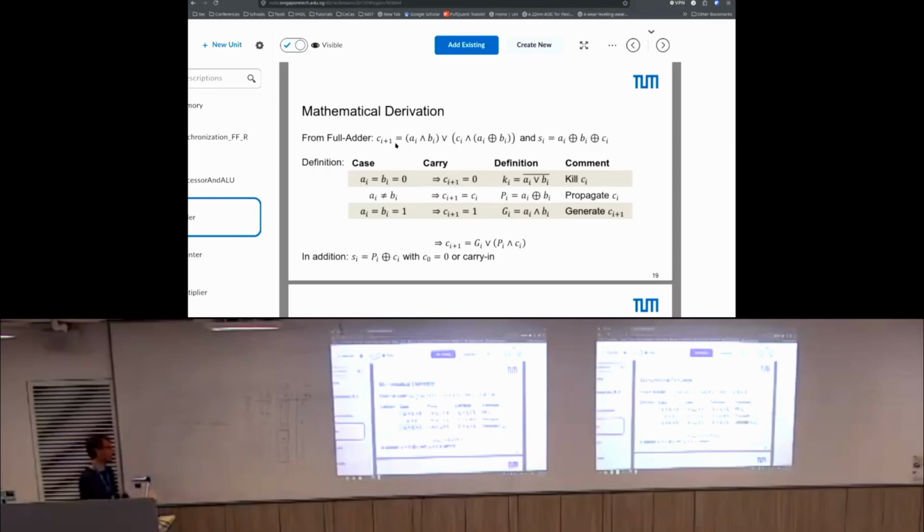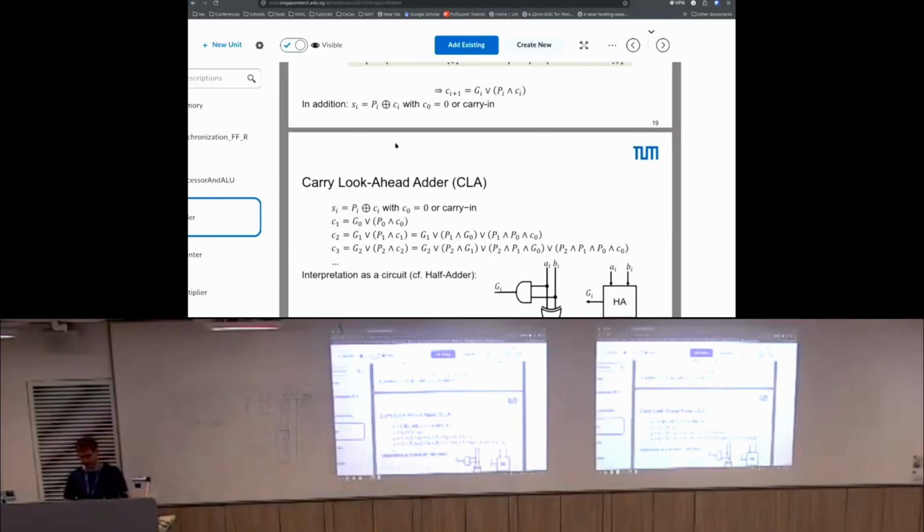And now the big question is, okay, how do we use the generate and the propagate now to form this carry? And it's nothing else than either we have a generate, then we definitely are going to generate a carry, or we're going to have a propagate, and then it's dependent on the carry in, right? So either we have propagate and carry in. So this is the basic idea behind it.